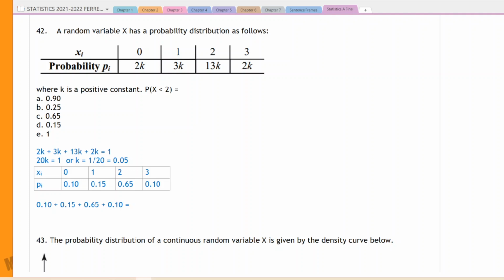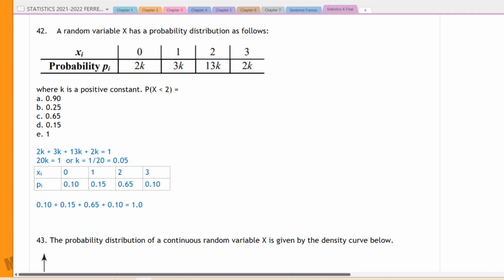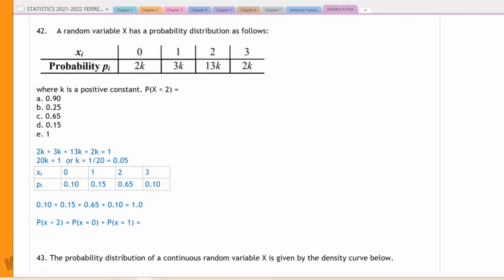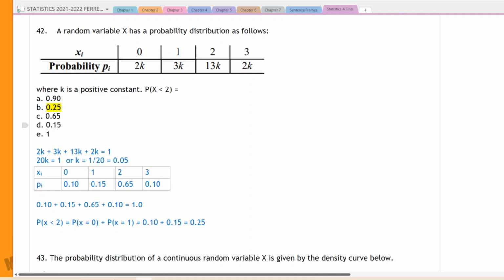Let's do a quick check to make sure that this probability distribution is valid. So let's make sure it adds up to 1, and it does. So this looks good. And then the last step here is to figure out this probability that x is strictly greater than 2. That's the probability that x equals 0, plus the probability that x equals 1. We don't include 2 here because we're looking at strictly greater than 2. Substituting, that's 0.10 plus 0.15, and that gives me 0.25, making B the correct answer.